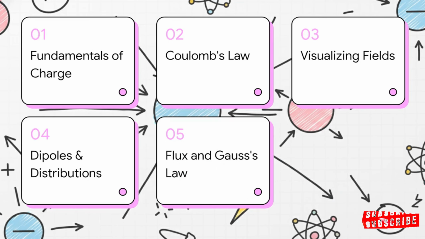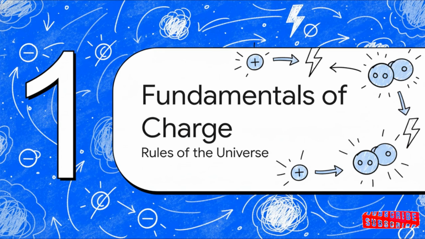Okay, really quickly, here is our roadmap for today's review. 1. The fundamentals of charge. 2. Coulomb's law. 3. Visualizing fields. 4. Dipoles and distributions. And finally, 5. Flux and Gauss's law. Let's dive right into Section 1, the fundamentals of charge, also known as the rules of the universe.